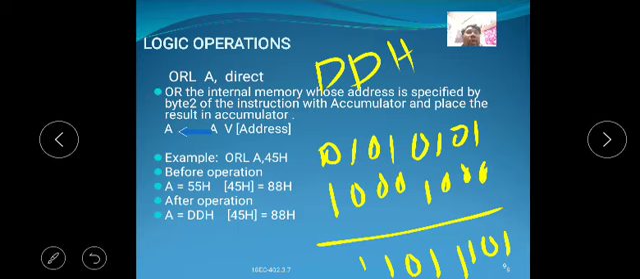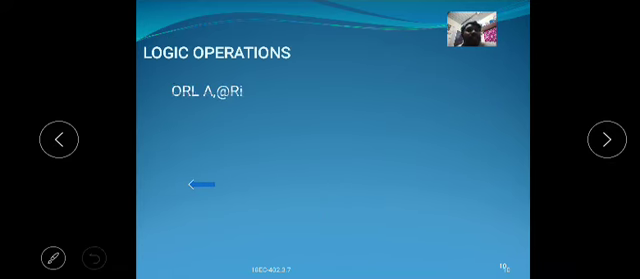Example: ORL A comma 45H. Before the operation, A is equal to 55. The memory location 45H has the content 88. Applying the OR operation, we get the accumulator A equal to DD and the memory location 45H equal to 88.